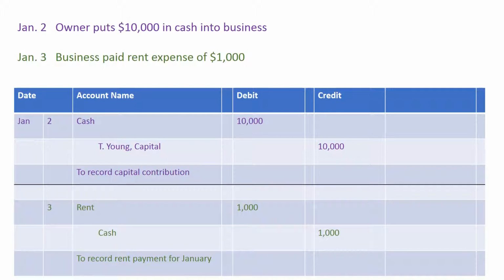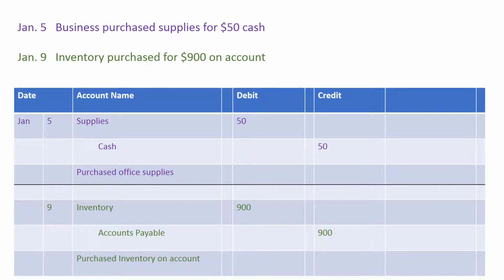On January 3rd, business paid rent expense of $1,000. You debit $1,000 to rent expense, and you credit $1,000 to cash account to record rent payment for January. On January 5th, business purchased supplies for $50 cash. So you debit $50 to supplies account, and you credit $50 to cash account to record purchased office supplies.